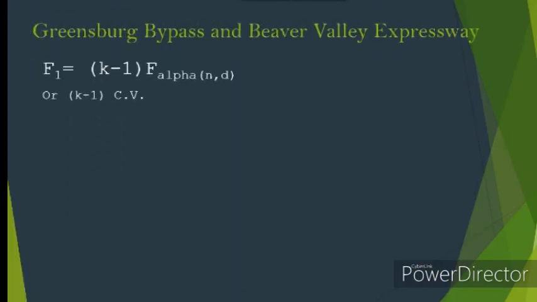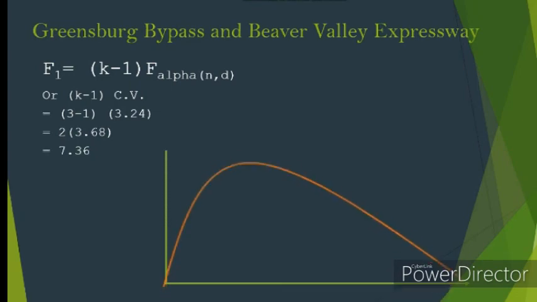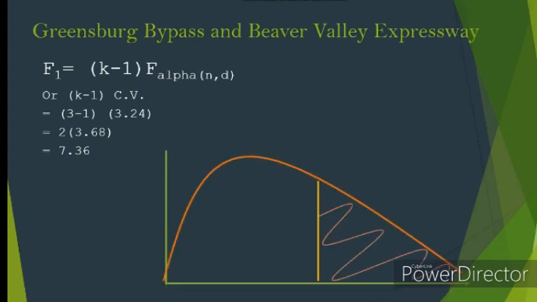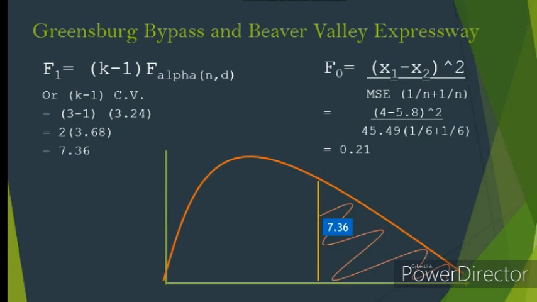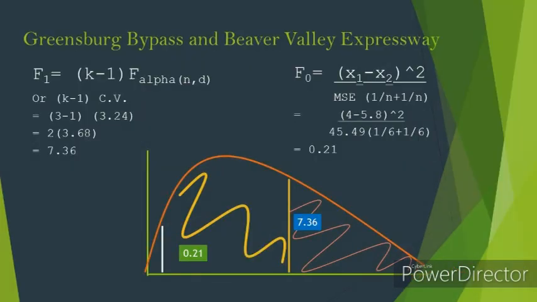For the next pair, we have Greensburg Bypass and Beaver Valley Expressway. Our F critical value is equal to 7.36, and our F value using the Scheffé test is 0.21. And since 0.21 does not fall in our critical region, therefore this pair has no significant difference in this problem.